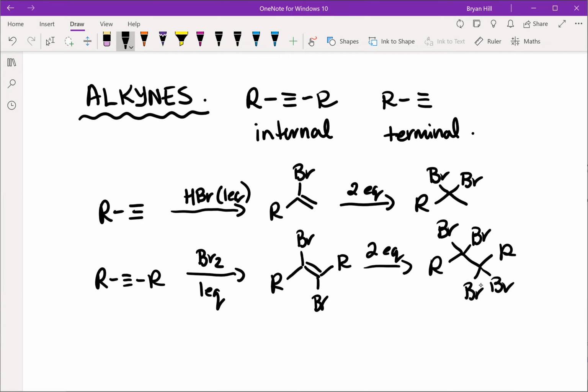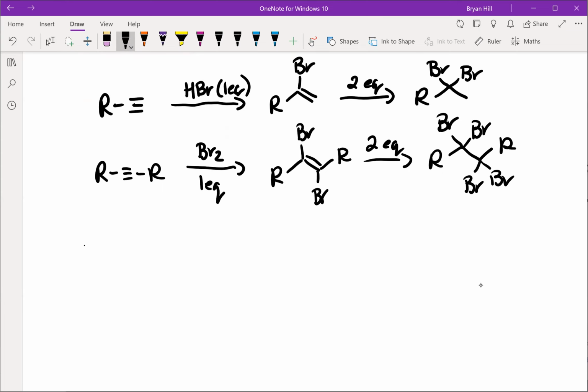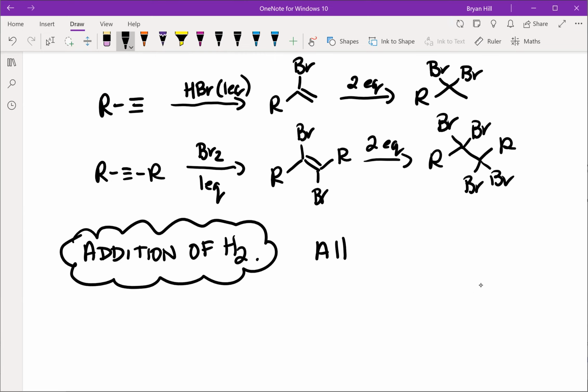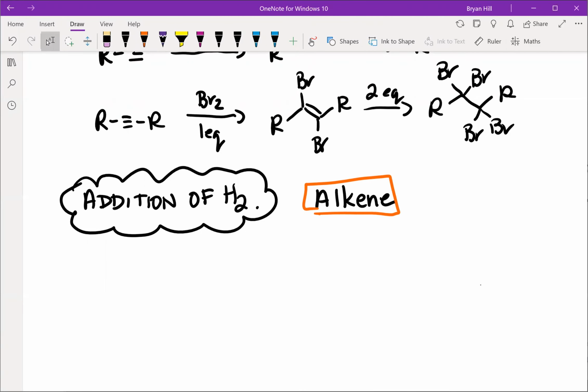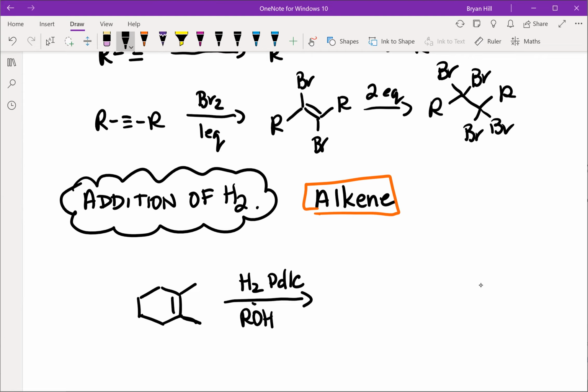Now, the other fun reactions that we need to think about are the addition of H2. So when we did the addition of H2 with an alkene, what were the key features with regard to this? When we're adding H2 to an alkene. So if we had, say, this, and we added H2 with palladium on carbon, and we had some solvent, what was the main thing which happened here? Right, both H's added to the same side.